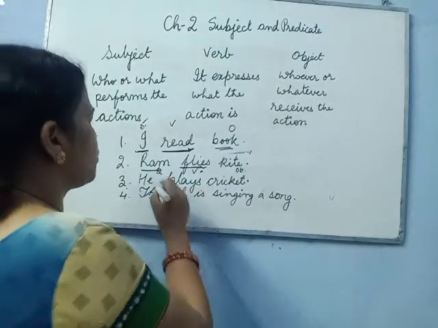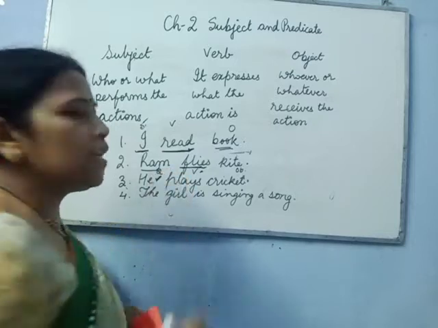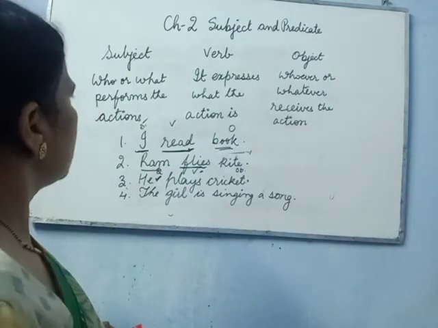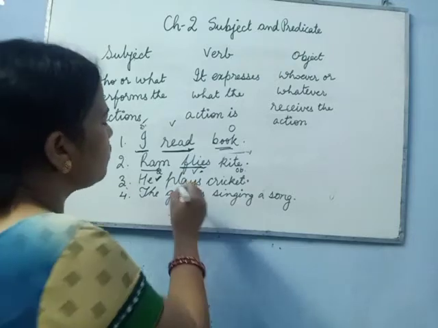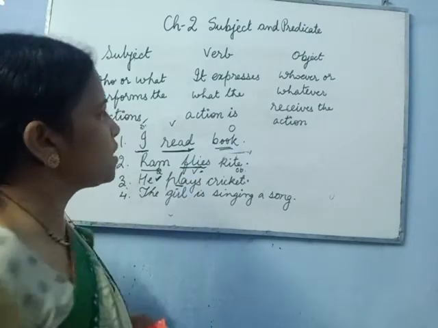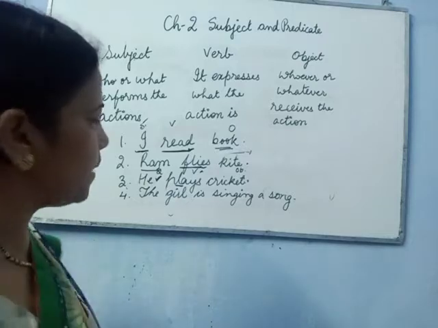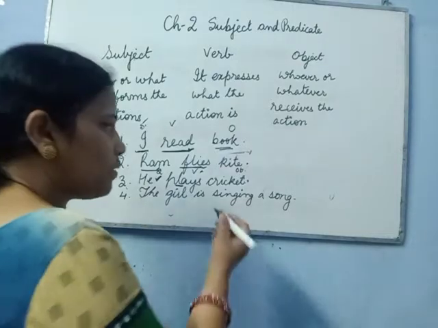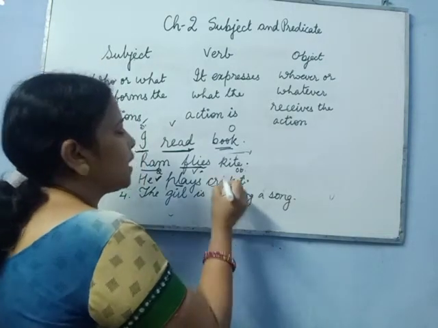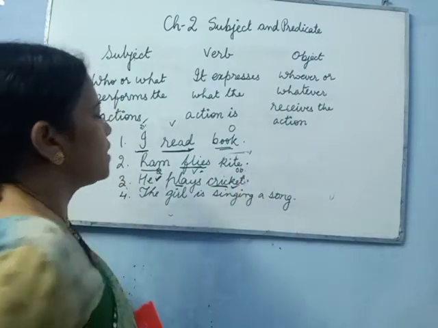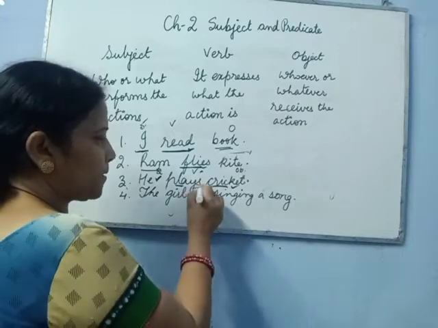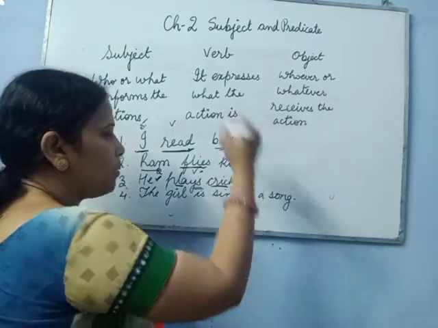He plays cricket. In this, he is what? He is the performer of the action, that is the subject. Plays is a verb. Okay, plays is a verb. You all know that action word is plays, an action word. So that is a verb. What he plays? He plays cricket. Okay, so this cricket is the receiver of the action plays. So this is an object.